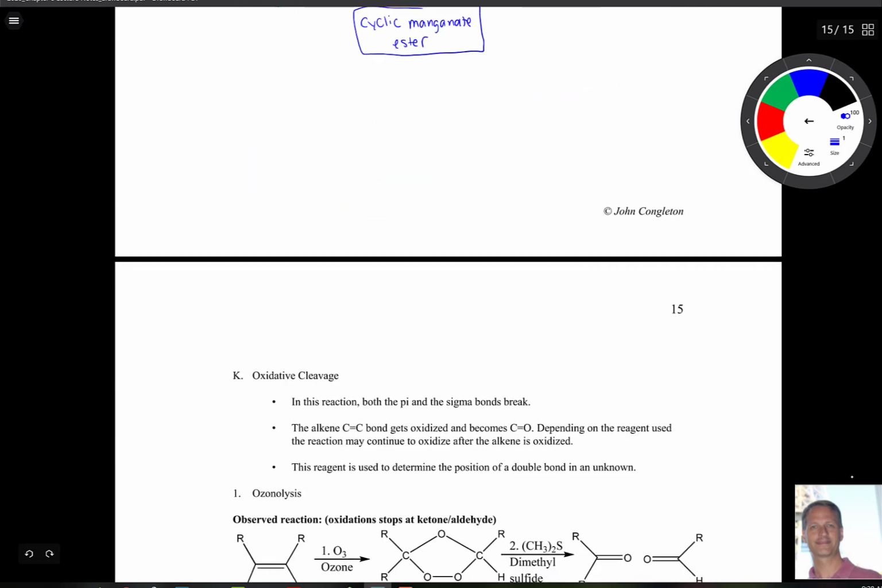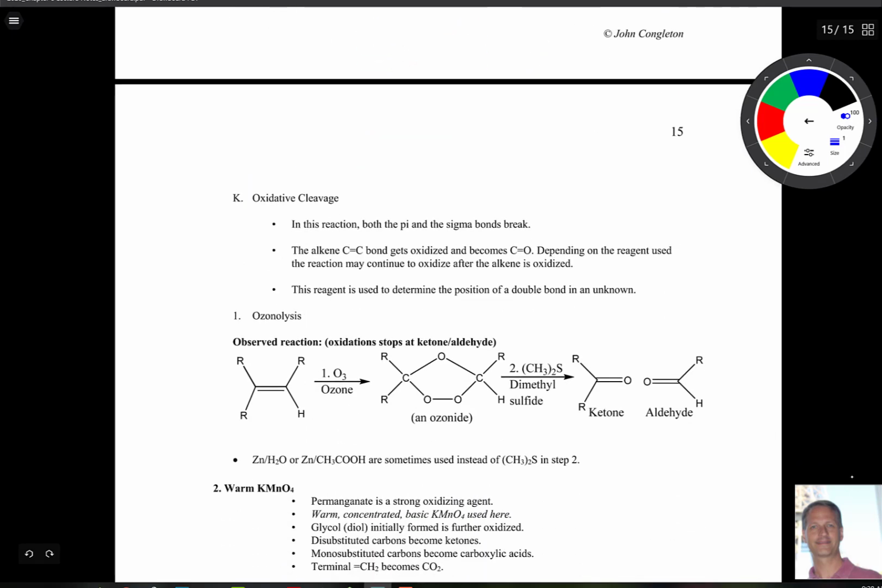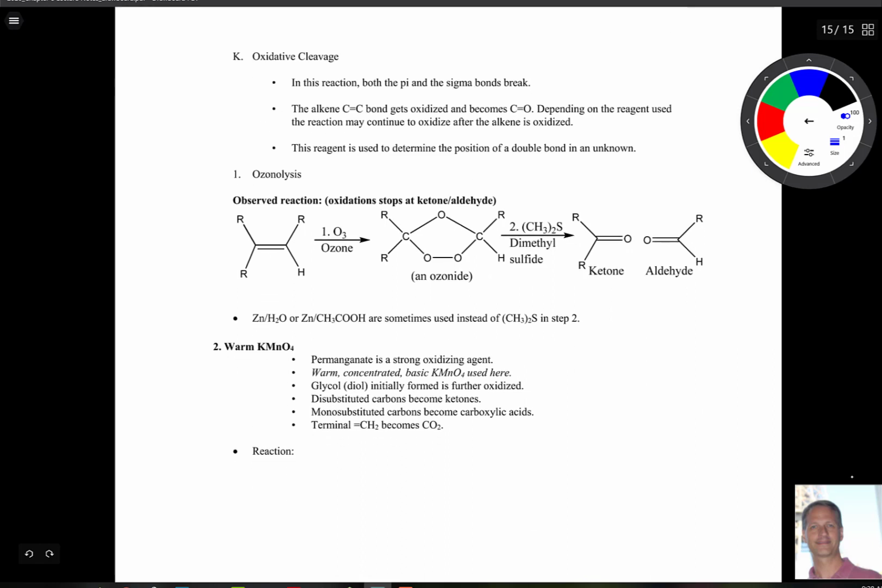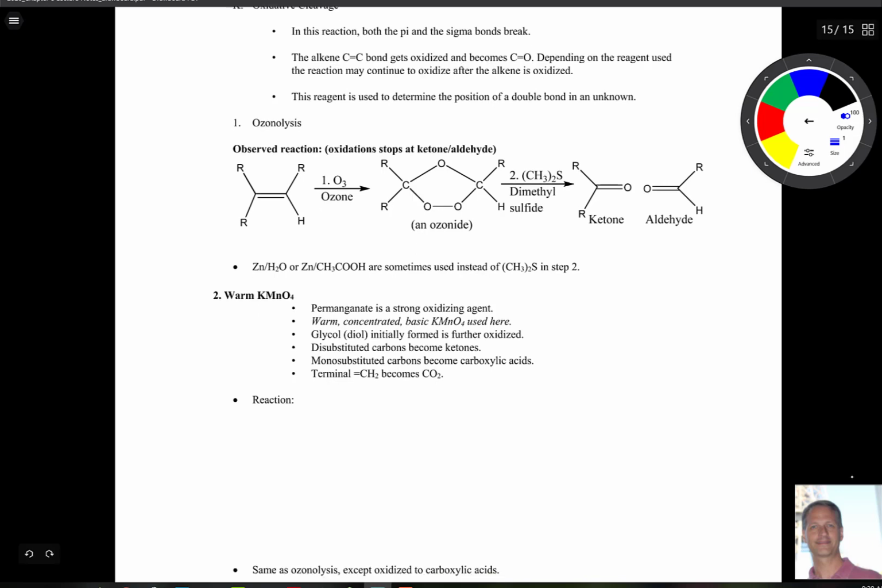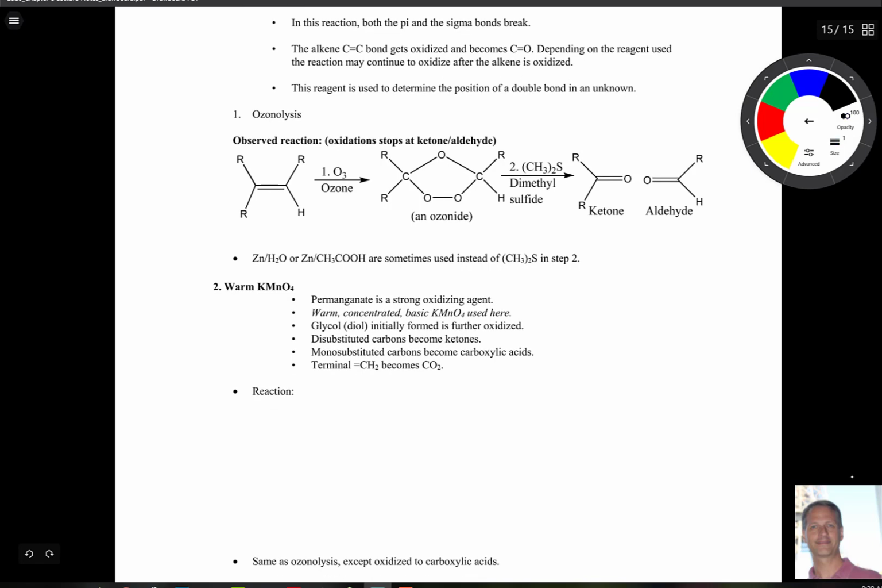All right, so a couple other reactions left. One is called oxidative cleavage. And cleavage is when you break a carbon-carbon double bond. So we're going to see that there's two reagents that we can use to do this. So one is ozonolysis and the other is warm concentrated KMnO4. So in ozonolysis you use O3, it's ozone, and that bond is broken.